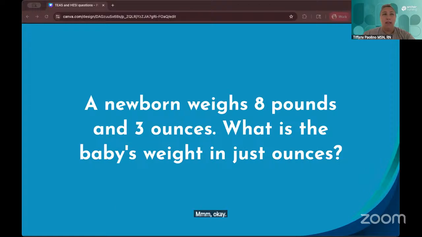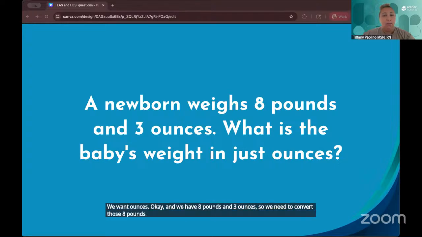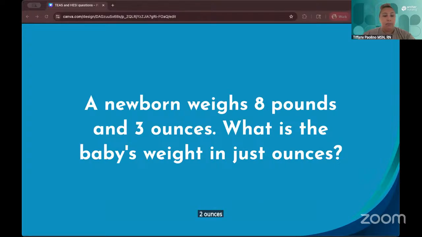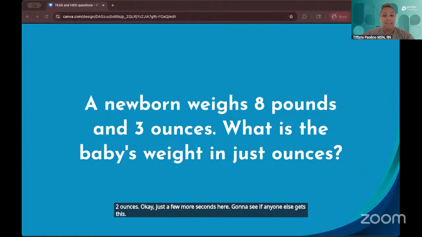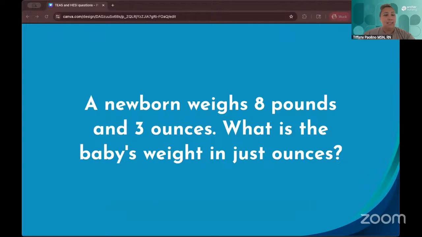Okay. So we want ounces. That's what we want. And we have 8 pounds and 3 ounces. So we need to convert those 8 pounds to ounces. Okay, just a few more seconds here. Going to see if anyone else gets this. All right, if you guessed 131 ounces, you are absolutely correct.